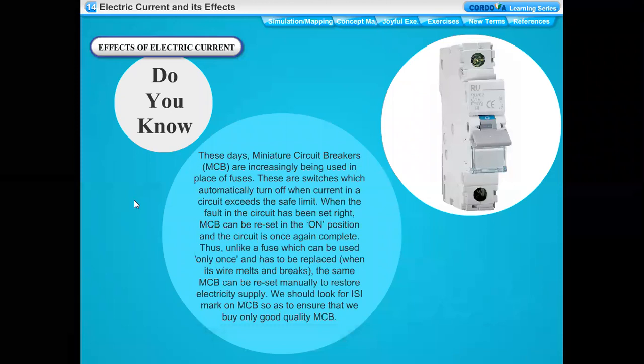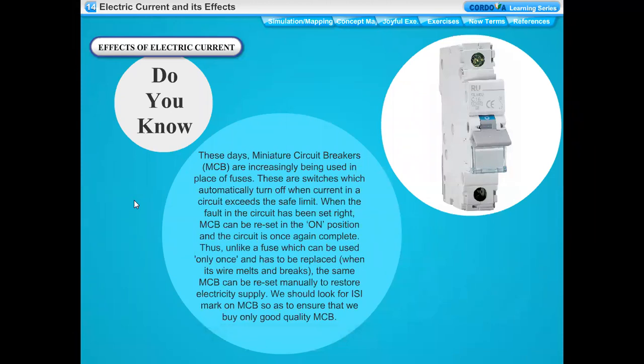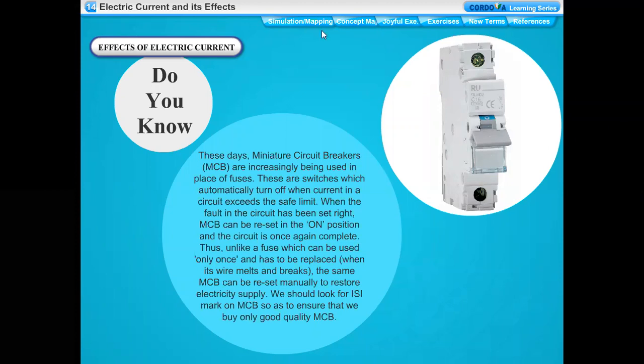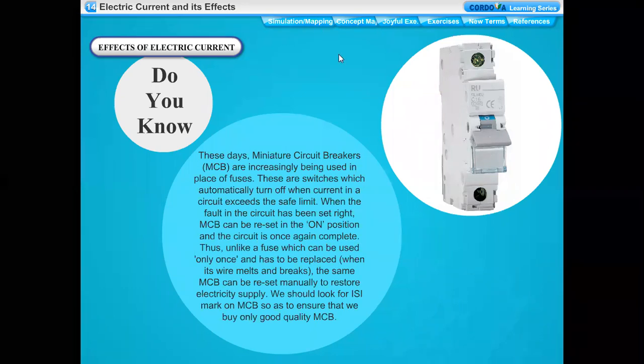Earlier we were using fuses, but these days we are using MCB. MCB is miniature circuit breaker. Miniature circuit breakers are increasingly being used in place of fuses because these are switches which automatically turn off. Earlier the wire was used which melts when the current exceeds its limited value. Now it will automatically turn off.